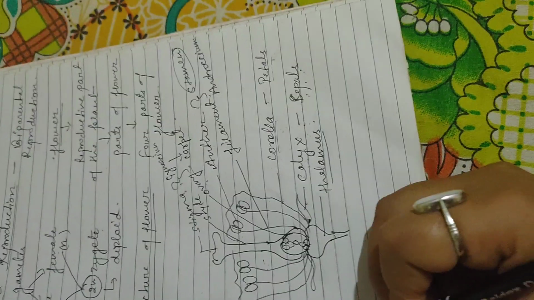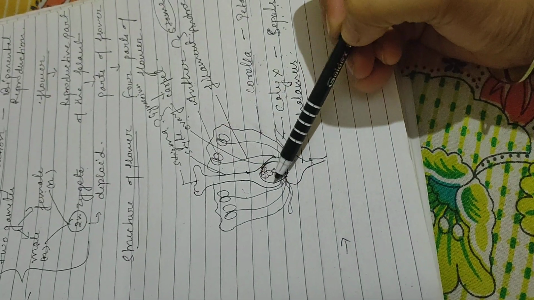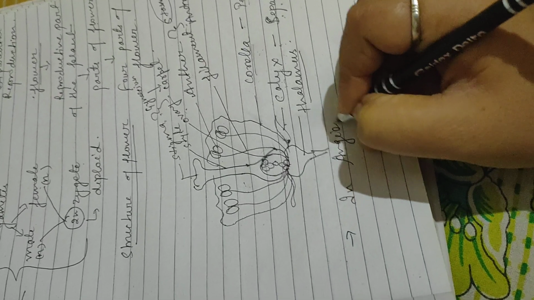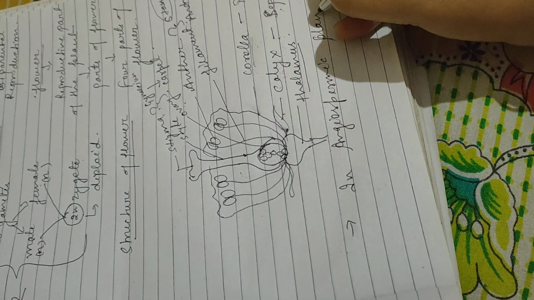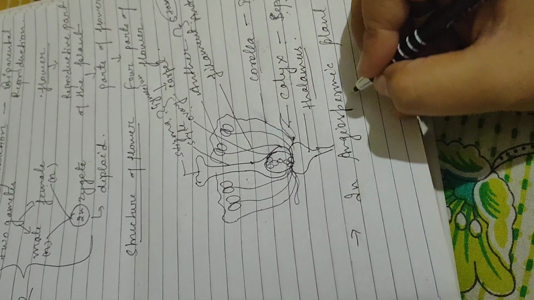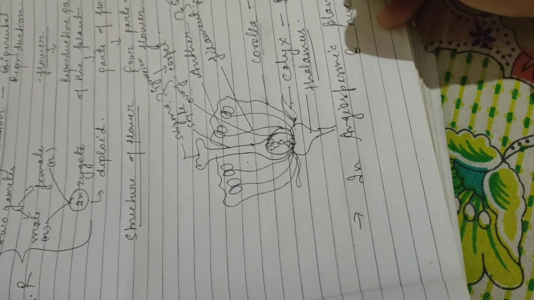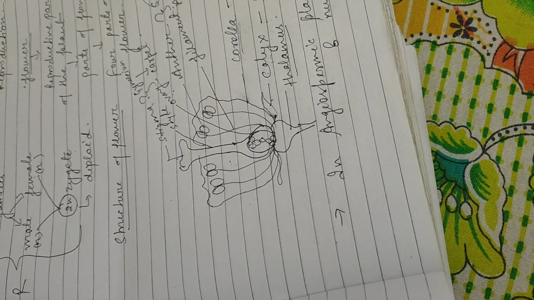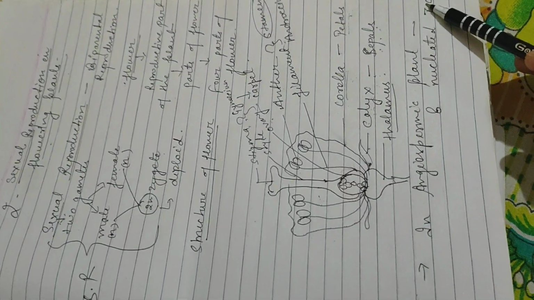After that I will tell you, this is the ovule. In angiospermic plants, the common type of ovule is 8 nucleated, 7 celled. The common type of ovule is 8 nucleated 7 celled.